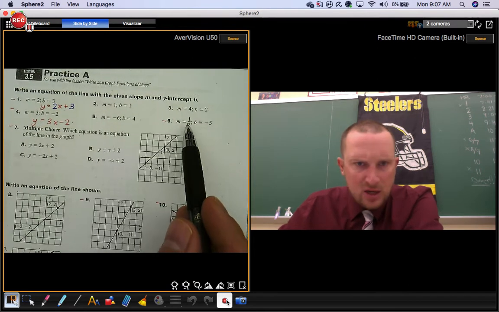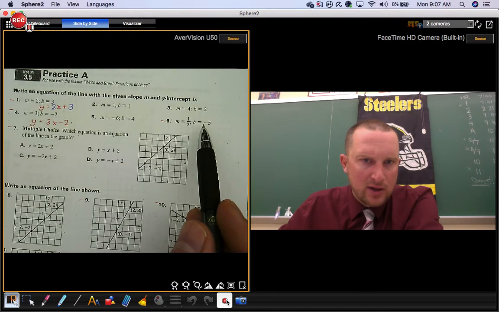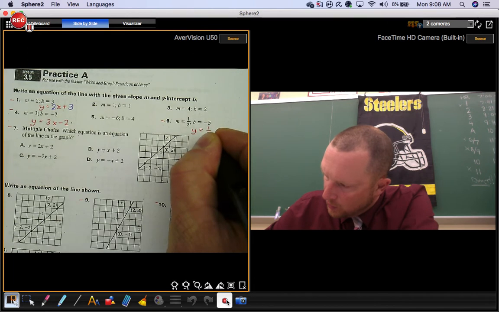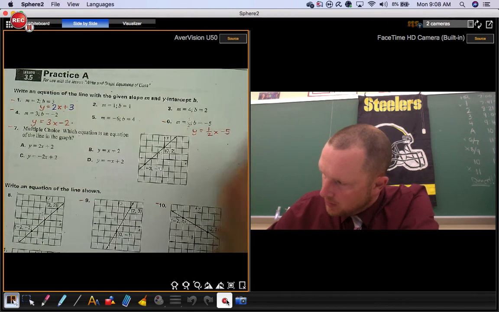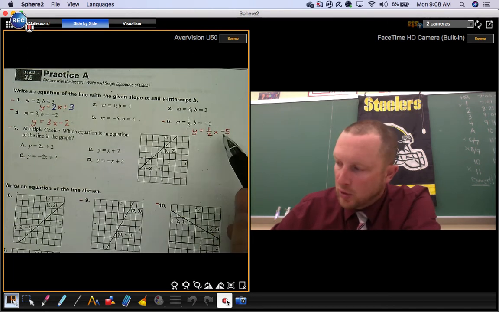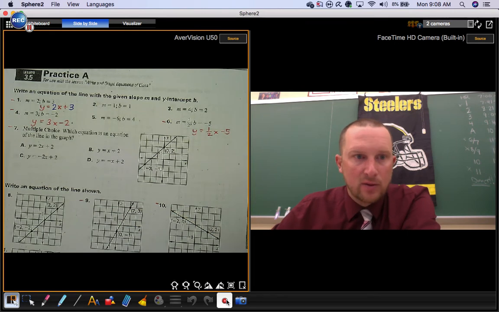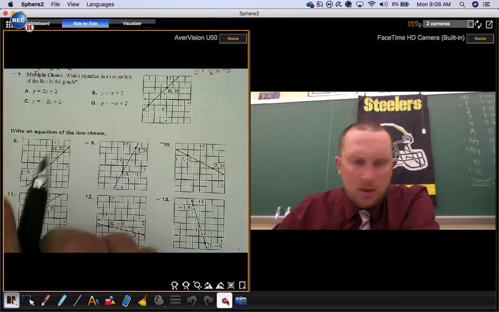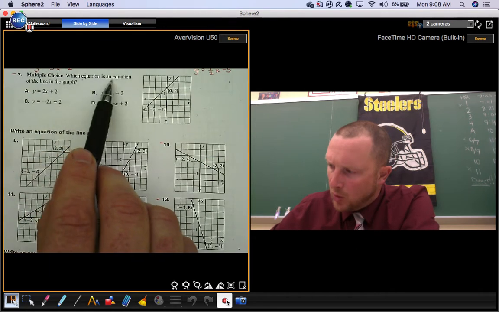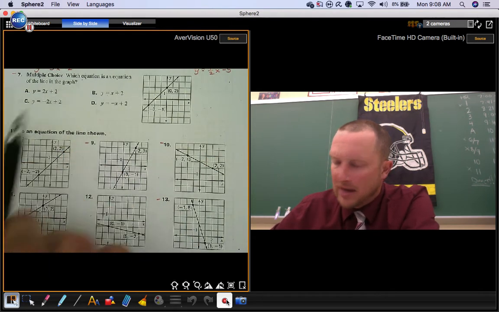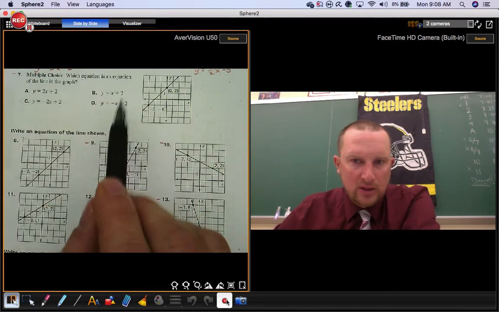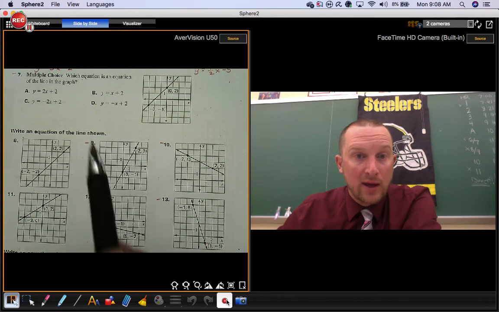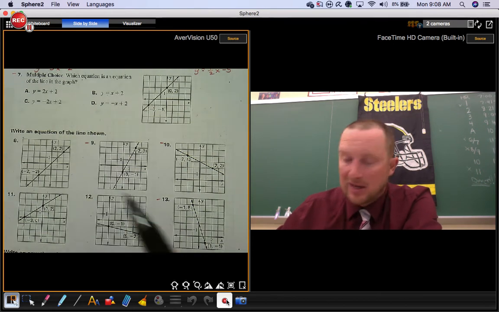Number 6, if your slope is 1/2 and your y-intercept is negative 5, your equation is going to be y equals 1/2 x minus 5. Again, you could put plus negative 5 if you wanted to. Number 7, this is multiple choice. Which equation is an equation of the line in the graph? And this is a really nice problem because next you're going to be doing this on your own without the multiple choice option. So this kind of eases you into it.